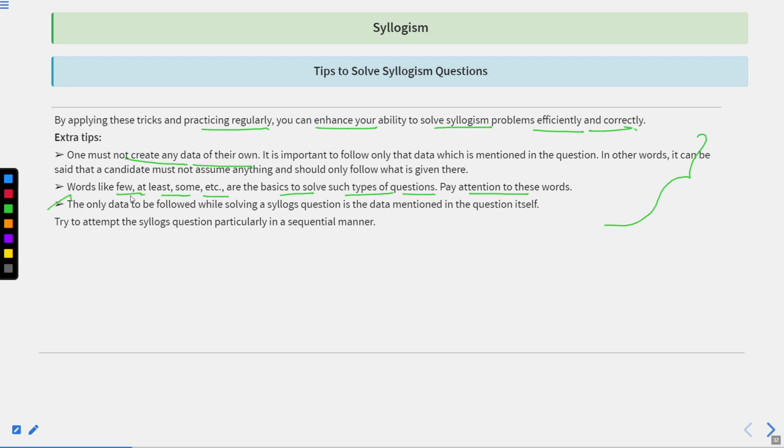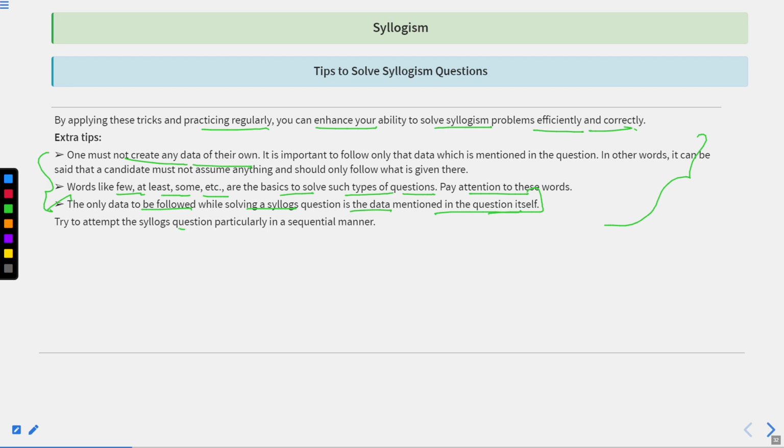When we say few, it means some, at least some. This shows a minimum overlap rule, that this should be the diagram whenever there is a statement showcasing this. The only data to be followed while solving syllogism is the data mentioned in the question itself. Again, the same thing is resonated by the first and third statements: if there are two subjects and predicates, just stick to it. Don't assume, don't add, or come to a conclusion which is contrary to the inferences or conclusion that has been provided.